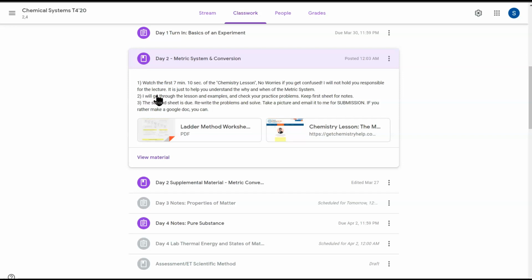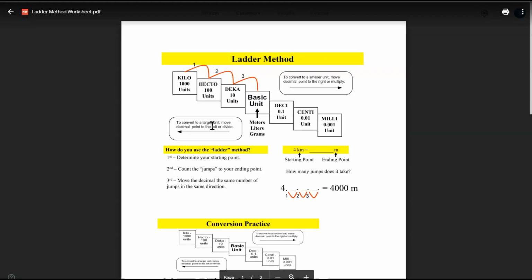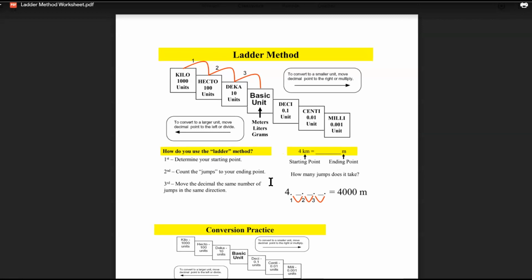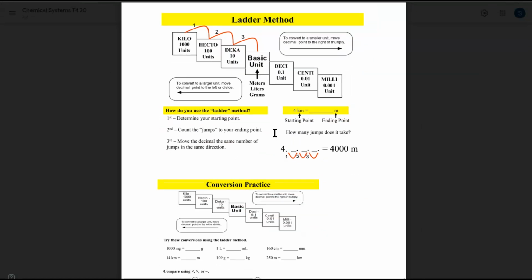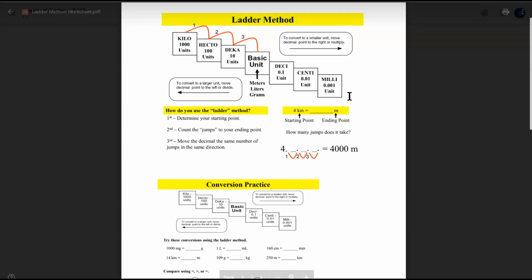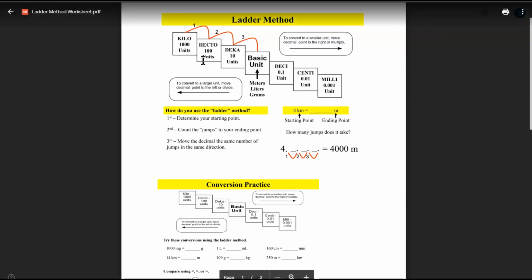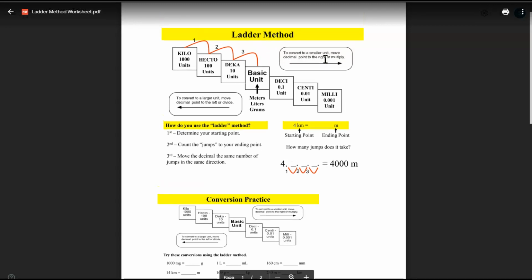So after you watch that, come over here, and this is the same one I've used in other classes. So if you've had me for any other science, congratulations. And here's the kilo, hecto, deca, deci, centi, milli, and this is the basic unit of 1. So going down the ladder means it's getting smaller. Going up the ladder means it's getting bigger. You have all kinds of hints here. To convert to a smaller unit, you just move the decimal point.